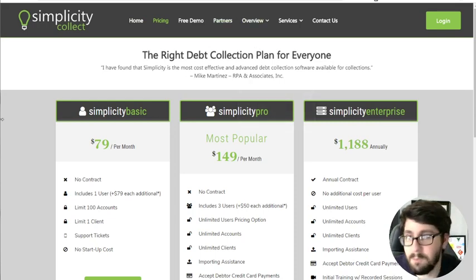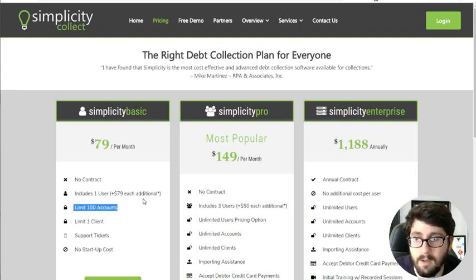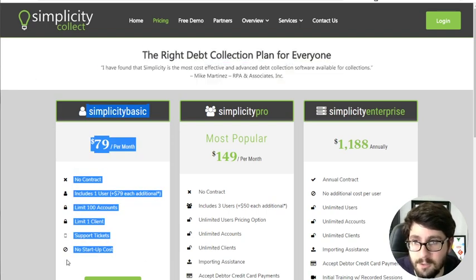And as far as being more affordable, Simplicity Basic is $79 a month. So there's no contract, and it includes one user plus $79 for each additional seat. Okay, so yes, one user. I mean, this would be great, right? But 100 accounts? Who on earth is working 100 accounts or less? This is just unrealistic. There's no point in using this.